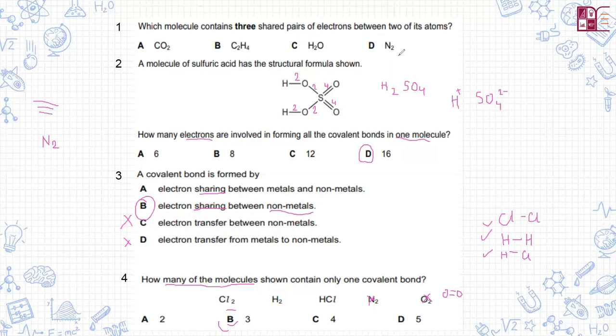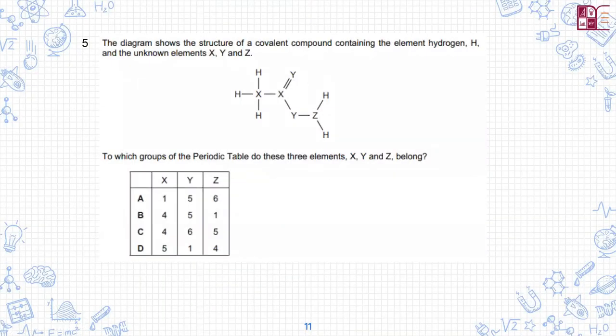Now I'm going to come to the next part. The first question is question number 5. The diagram shows the structure of a covalent compound which contains the elements hydrogen and the unknown elements X, Y, and Z. To which groups of the periodic table do these 3 elements X, Y, and Z belong? They are asking us to tell to which groups these elements belong.